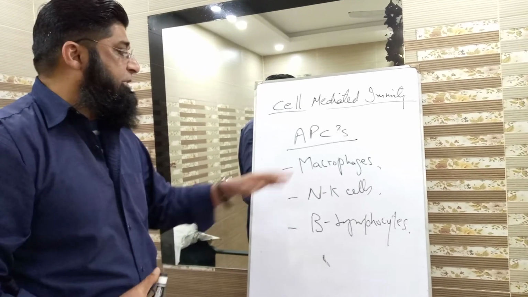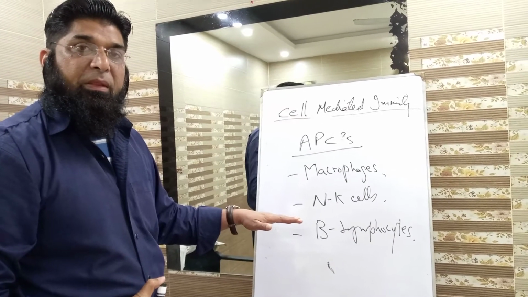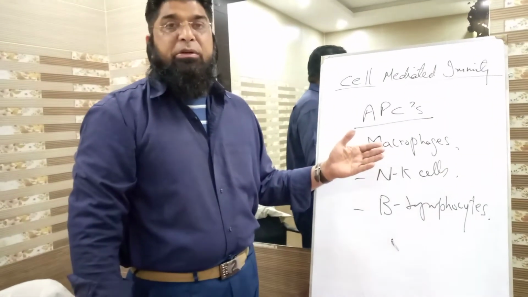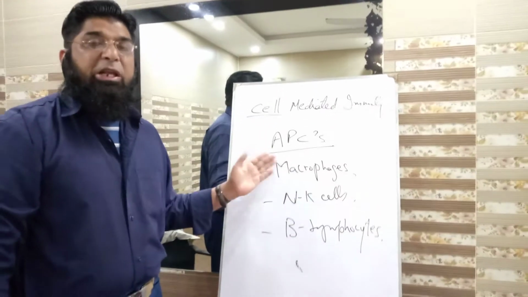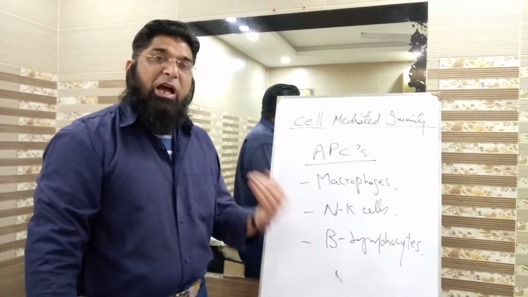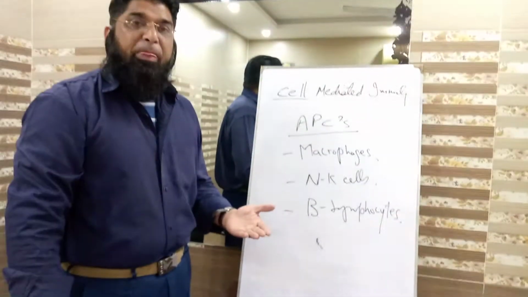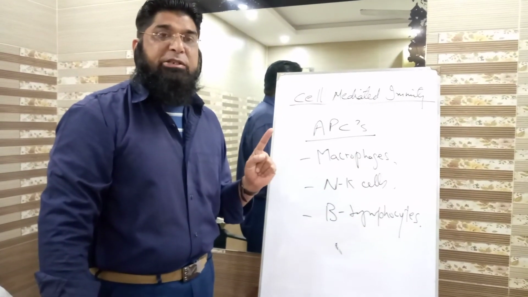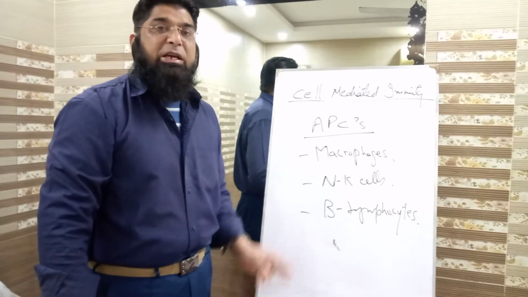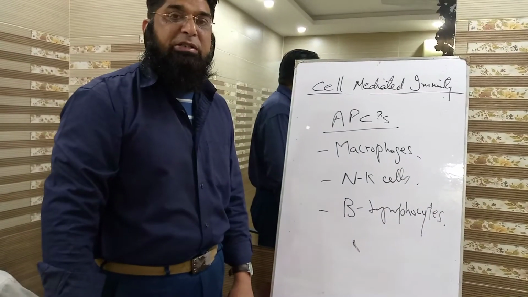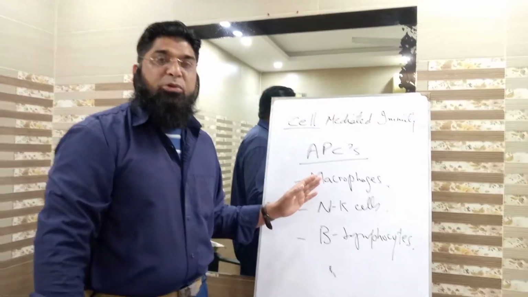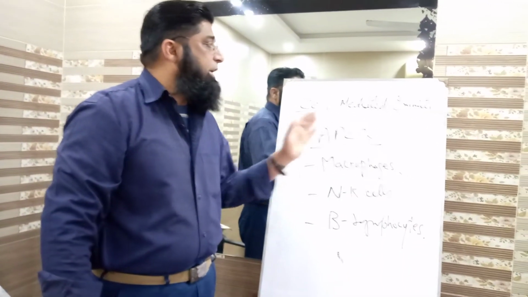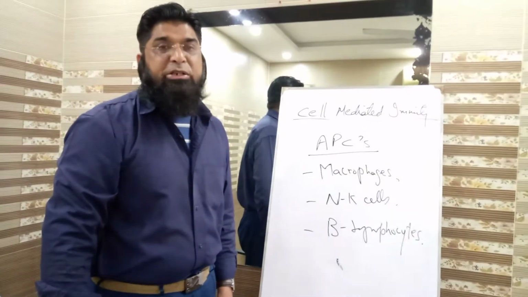These antigen presenting cells present the offending antigen to T lymphocytes, which are later activated, and the 2 subpopulations of T lymphocytes, that is CD4 helper T cells and CD8 cytotoxic T cells, become activated, and later on the cell mediated immunity function is performed.